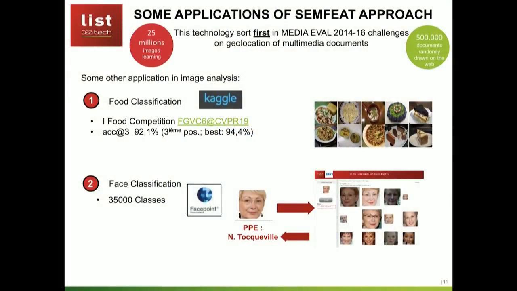It's quite easy when you have a picture of the Eiffel Tower, you know that it's in Paris, but on a general picture, it's far more difficult. So we managed to get an accurate location within 100 kilometers for 70% of the images. The same technologies were also used this year in the food classification. In the Kaggle, we were third. You could say we were not first, but it was with this general purpose tool and not a tool tuned towards this application. And it could also work on face classification with 35,000 classes.